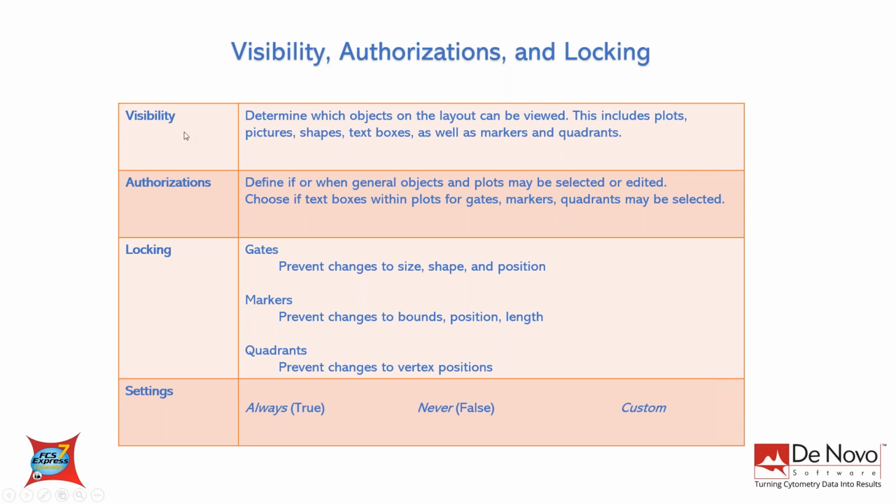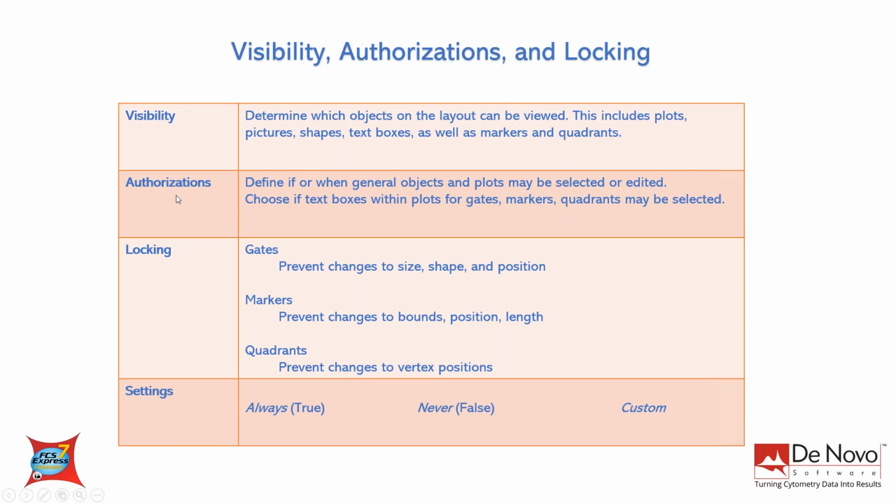Visibility allows us to determine which objects on the layout can be viewed. This is going to include the plots, pictures, shapes, text boxes, as well as markers and quadrants on the layout. And using the visibility settings, you can define if or when an object is visible.